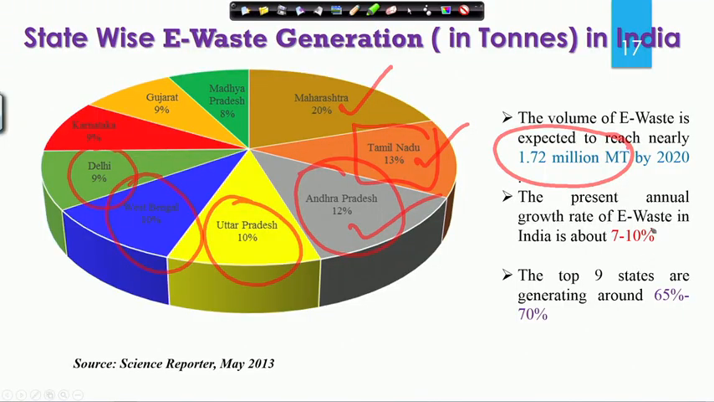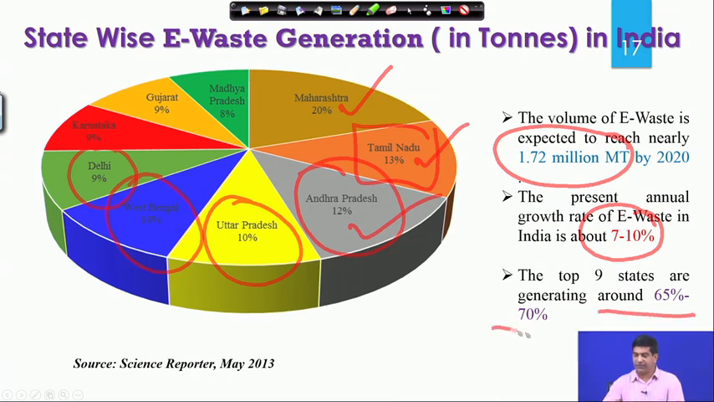The present annual growth rate of e-waste in India is around 7 to 10%. So every year it keeps on increasing by 7 to 10%. We are increasing the electronic waste. The top 9 states, which are presented over here, generate nearly 65 to 70%. So mostly, from the top 9 out of the 29-30 states we have, the top 9 states produce around 65 to 70%. The data is a little bit older because we don't have the newer data.